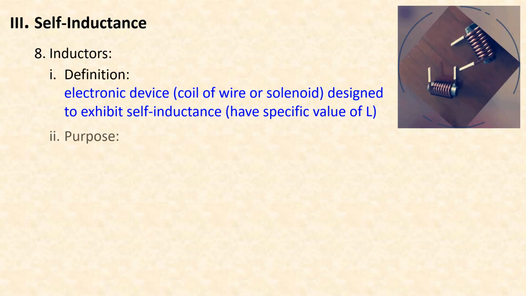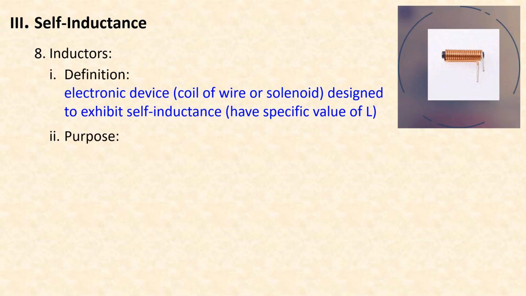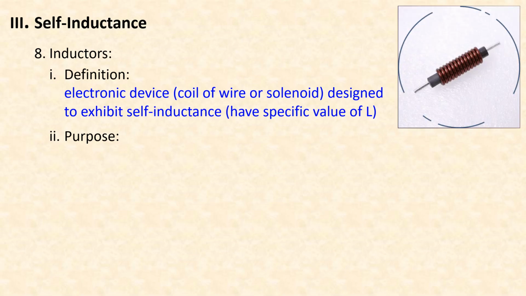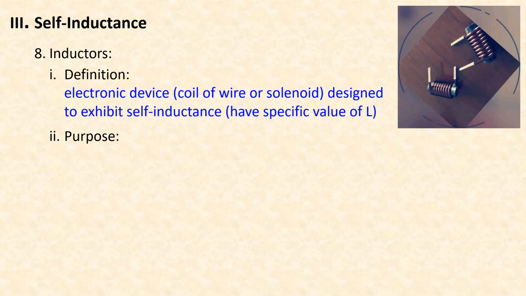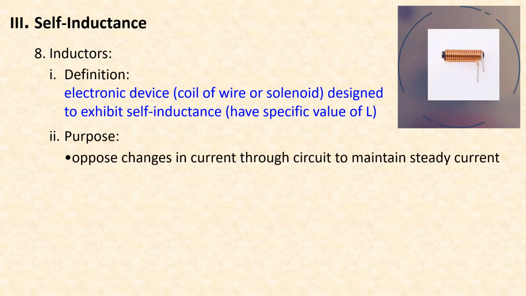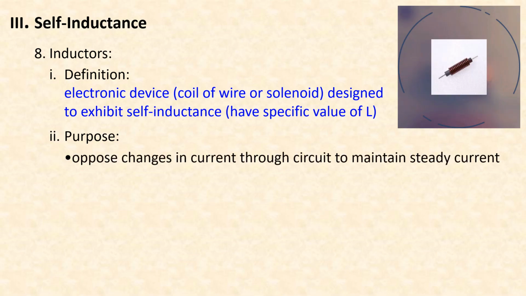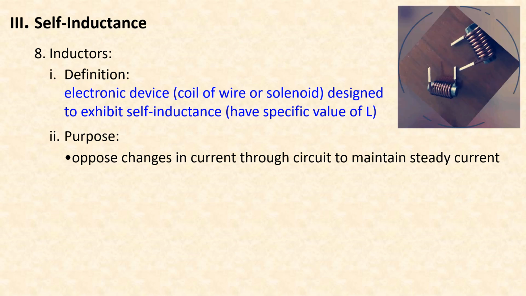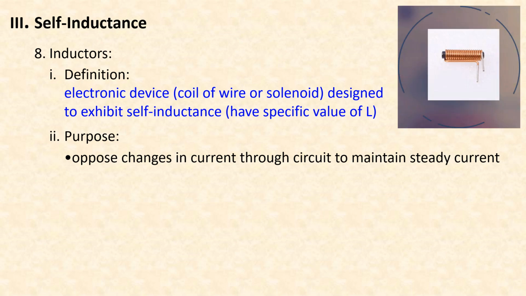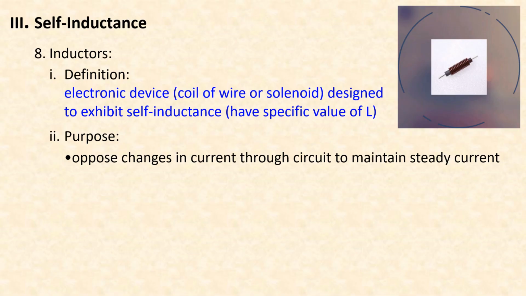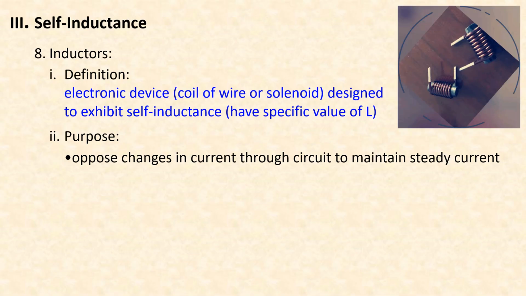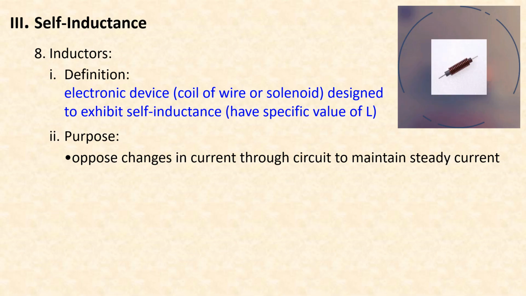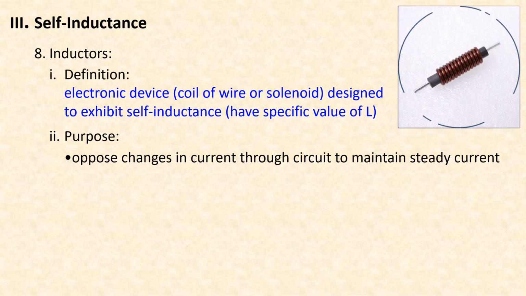Now, why would you want to use an inductor in a circuit? Well, the purposes of inductors in circuits are many. Let's take a look at why inductors are used, starting with perhaps the most obvious reason: if inductors exhibit self-inductance, then according to what we've been talking about, putting an inductor in a circuit will oppose changes in source current through the circuit in order to help maintain a steady current in the circuit.